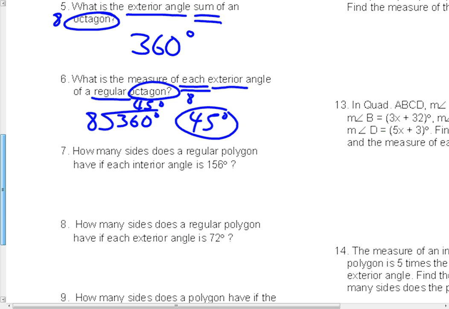How many sides does a regular polygon have if each interior angle is 156? This is the most important part of that question. If it's regular, what does that mean? Division. Possibly division, but in terms of the figure, it means that everything's the same. Not only the sides, but the interior angles and the exterior angles will all have something in common.